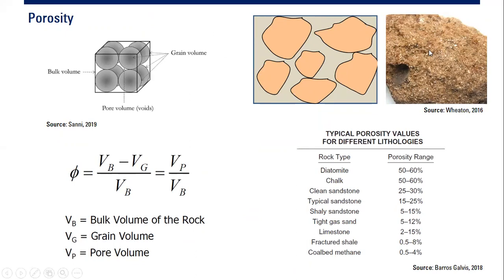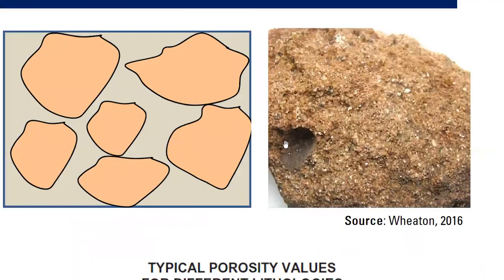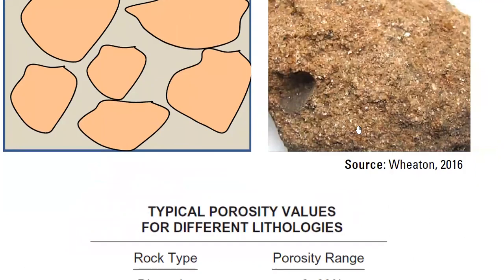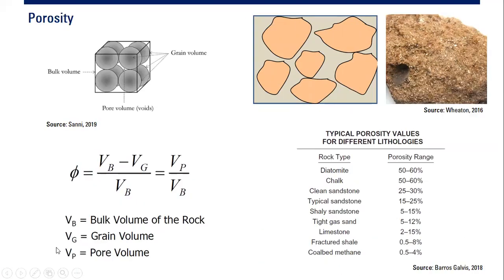Okay, so you can see this rock, we have these big holes. Maybe this is the fog, but we have porosity, or we have pores within this rock. And the mathematical formula, it's quite simple. So this is the symbol of porosity. It is the bulk volume minus the grain volume, all divided by the bulk volume, or we can also say pore volume divided by the bulk volume.